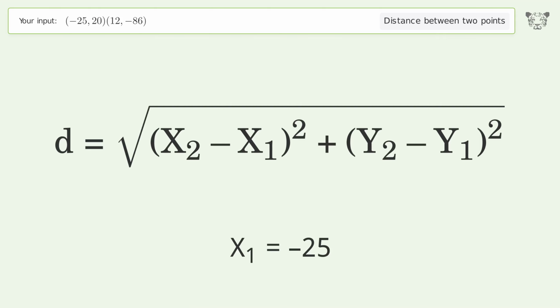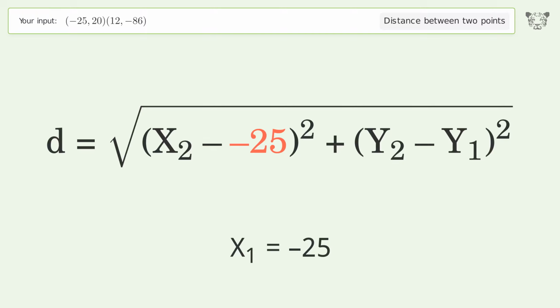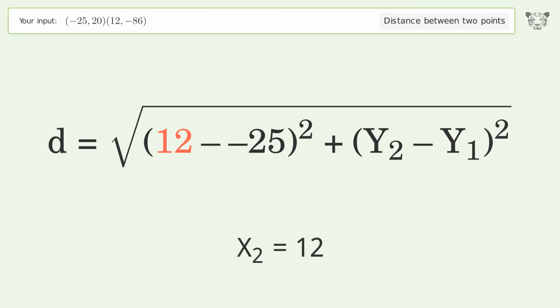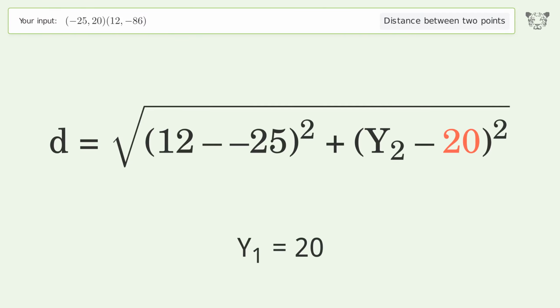x1 equals -25. x2 equals 12. y1 equals 20. y2 equals -86.